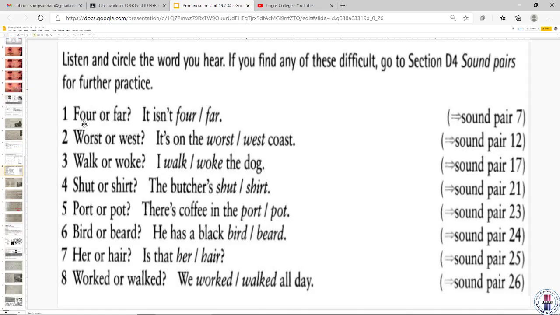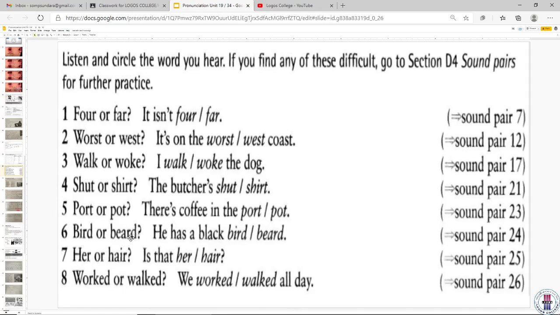Number 1, for, far, for, far. Number 2, worst, west, worst, west. Number 3, walk, woke, walk, woke. Number 4, shut, shirt, shut, shirt. Number 5, port, pot, port, pot. Number 6, bird, beard, bird, beard.